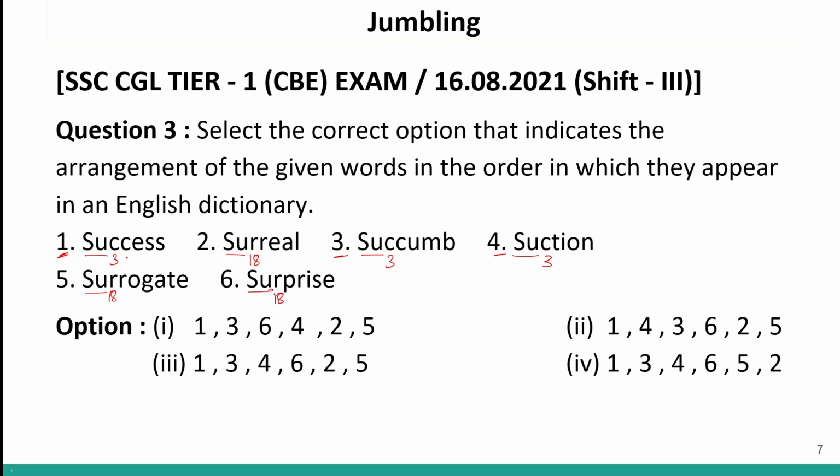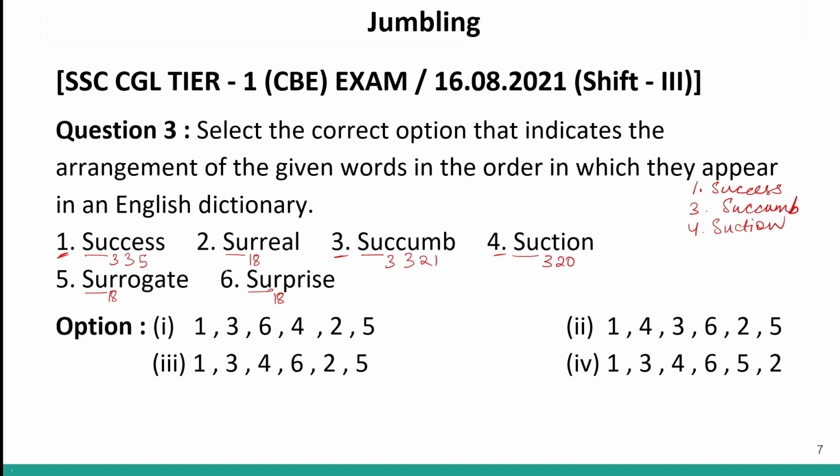So, success. The next is also C, 3. Over here we have 3 and T is 20. So this will come at the third position. So at the third position, we'll have suction. Now first two positions. After CC, we have E. So 5. Over here, we have U, which is 21. So 3 3 5 will come before 3 3 21. So the first word will be success. And the second word will be succumb.